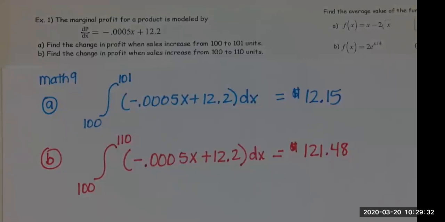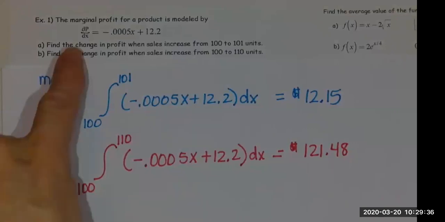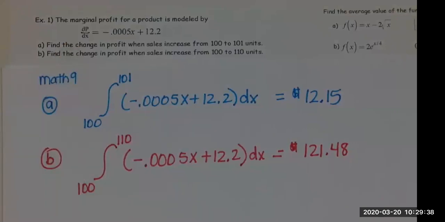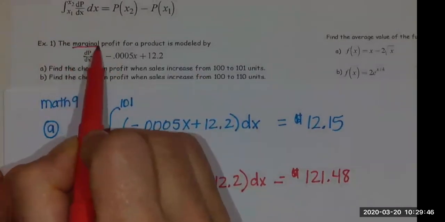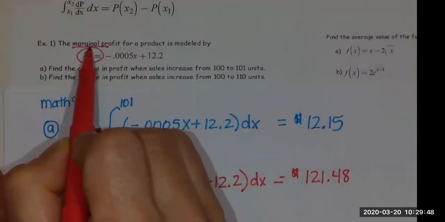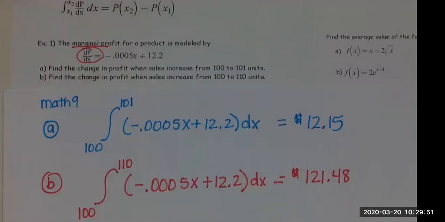So the big takeaway from this example is that when you see dP/dx, you know you already have a profit. If they didn't write the dP/dx down, but they just said marginal profit, you know that marginal means derivative. So that's your clue on that one. And if you have the derivative, you have to integrate it, just like if you have the original equation, you have to take the derivative. So those are your big takeaways.